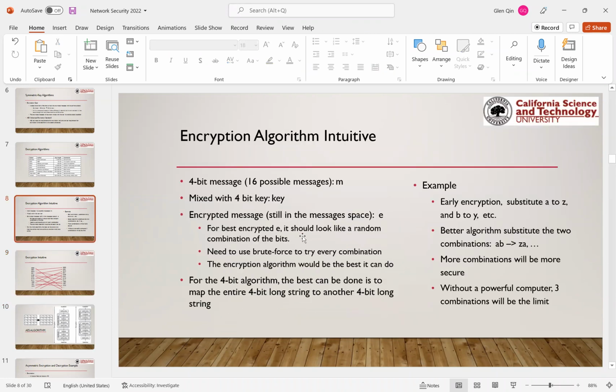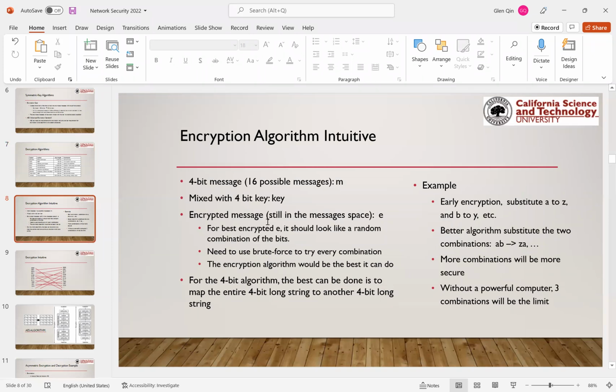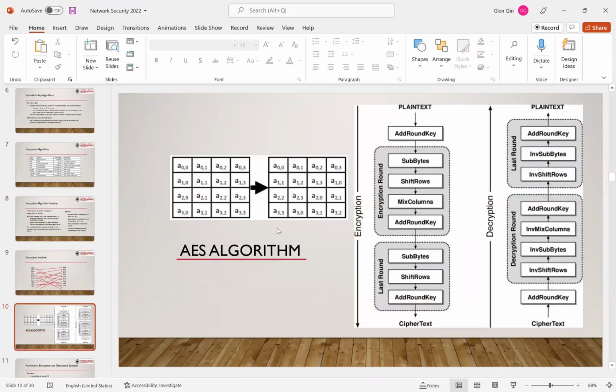Now, how many algorithms do you have? There are many algorithms, like Blowfish, DES, IDEA, RC4, RC5. Those are pretty famous algorithms. And then there's Rijndael, Serpent, Triple DES, Twofish. All of these algorithms can support 128 or 256 bits. RC4 can even go to 2048 bits. But normally we consider 256 bits good enough. What I like is AES: it's not just secure, it's also very efficient. That's why I like this algorithm.